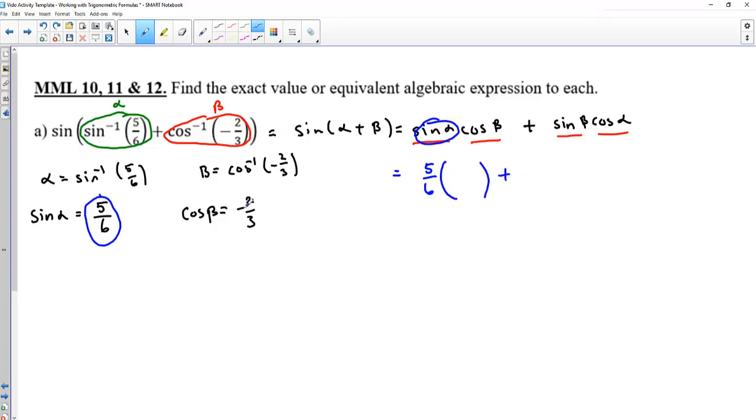I do know the cosine of beta. Cosine of beta is negative 2/3, so I can put negative 2/3 there. And then I'll put a space here because I don't know what the sine of beta is, and a space here because I don't know what the cosine of alpha is. So I need to go find those.